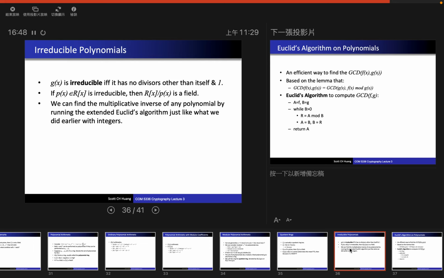So this is irreducible. This is not irreducible. So it all depends on the underlying mathematical structure. It depends on this field, or this ring, I should say. So it's not irreducible in C[x] because in C[x] you can factorize it as x plus this, x minus this, right?